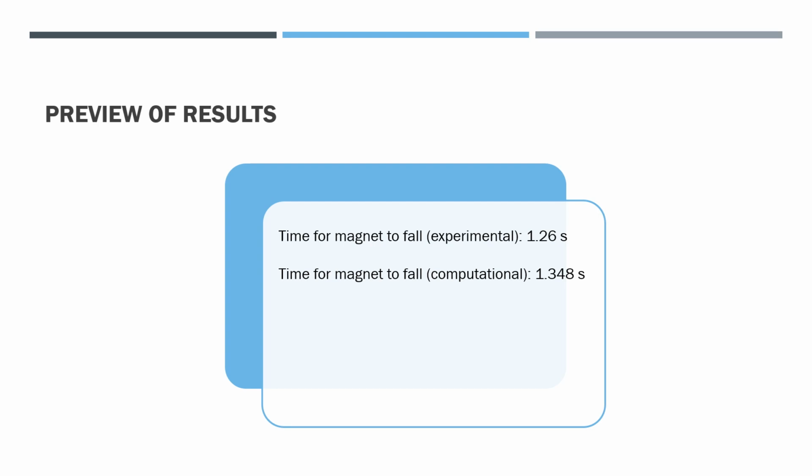So, the preview of the results: the time for the magnet to fall experimentally was computed on average to be about 1.26 seconds, while the computational calculation of that time was about 1.348 seconds.